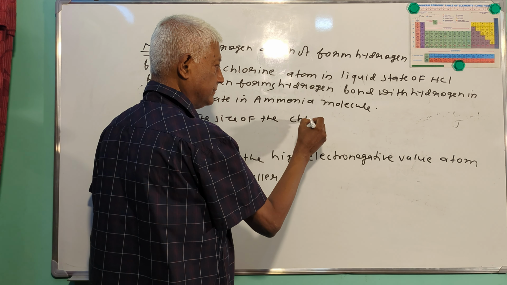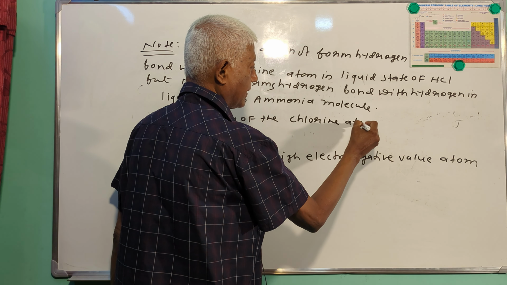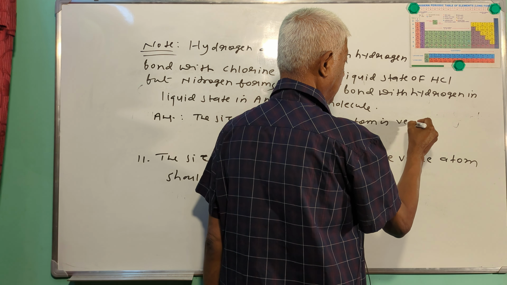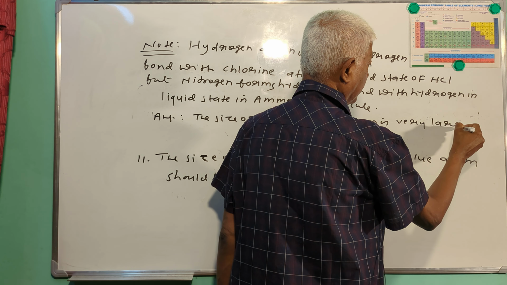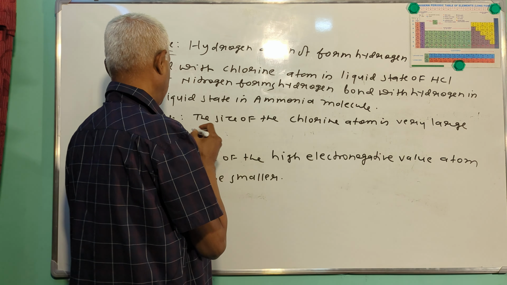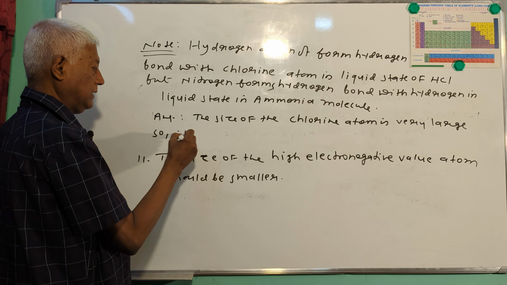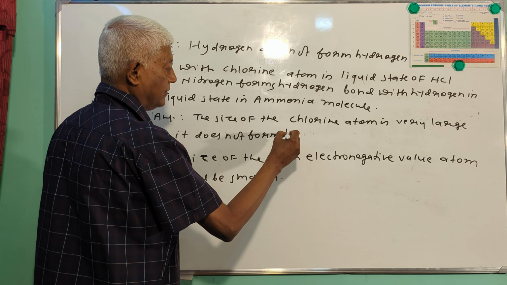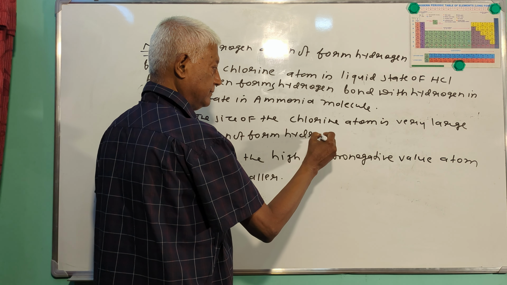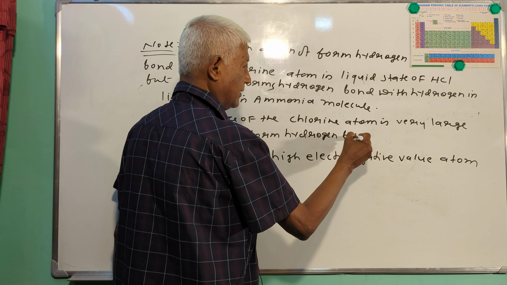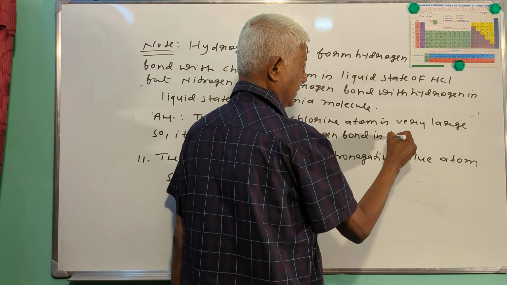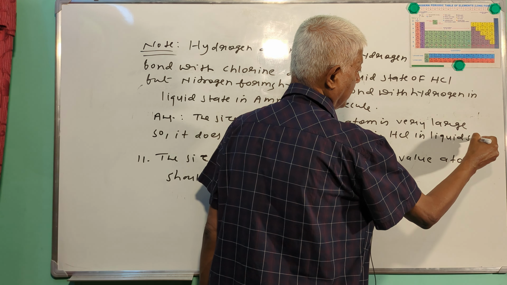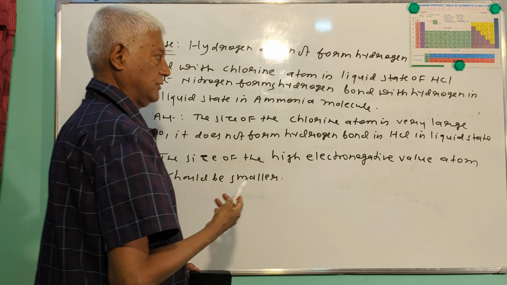the chlorine atom. Chlorine atom is very large, so it does not form hydrogen bond in HCl in liquid state.